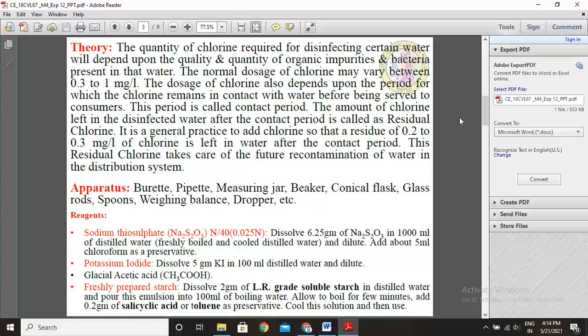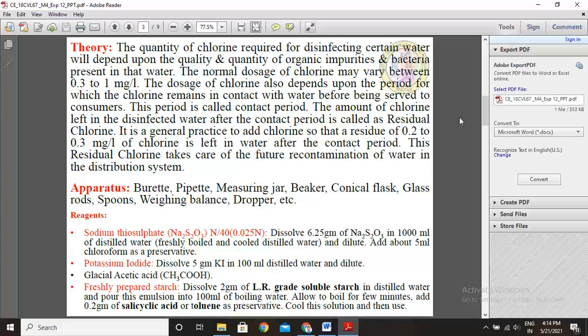This period is called the contact period. The amount of chlorine left in the disinfected water after the contact period is called residual chlorine.